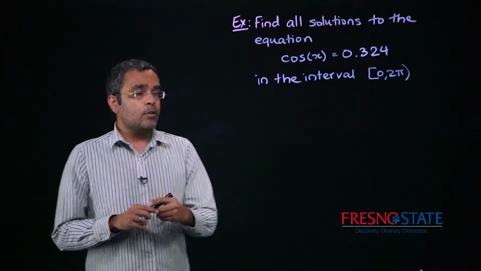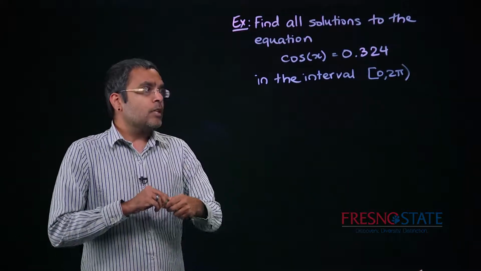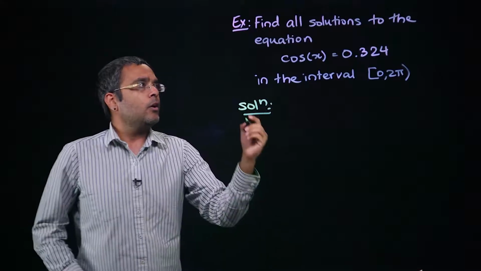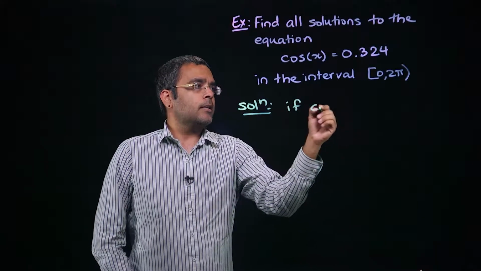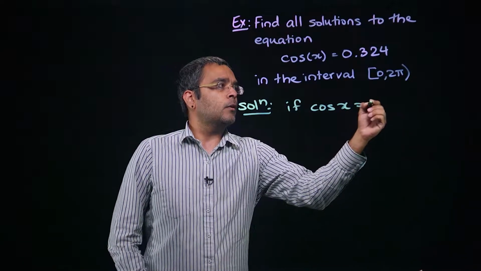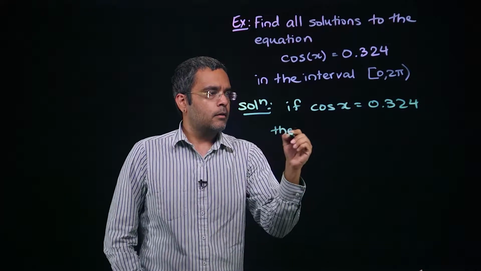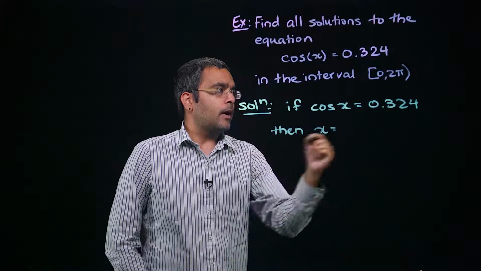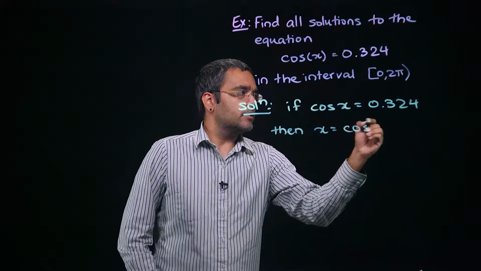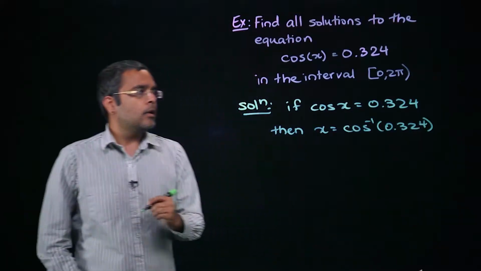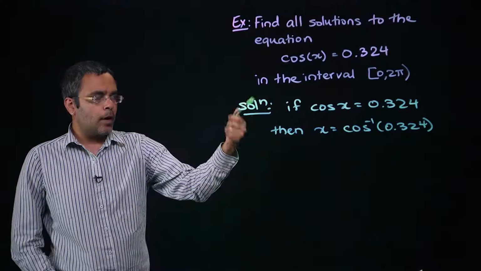So how do I solve this? Well, I know that if cosine x is equal to 0.324, then x is given by cosine inverse of 0.324. Okay? How do I find cosine inverse of 0.324?